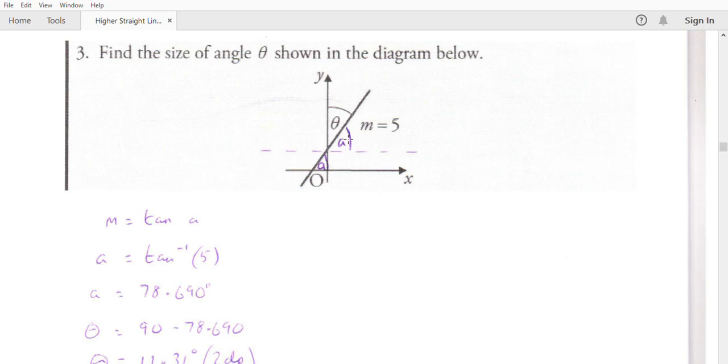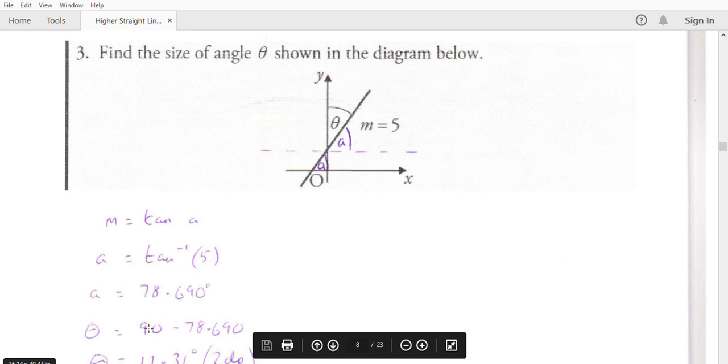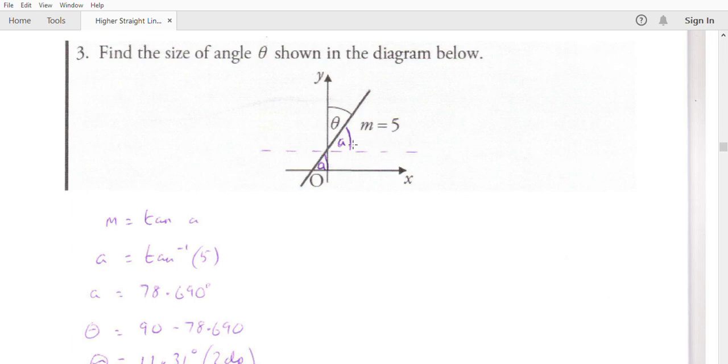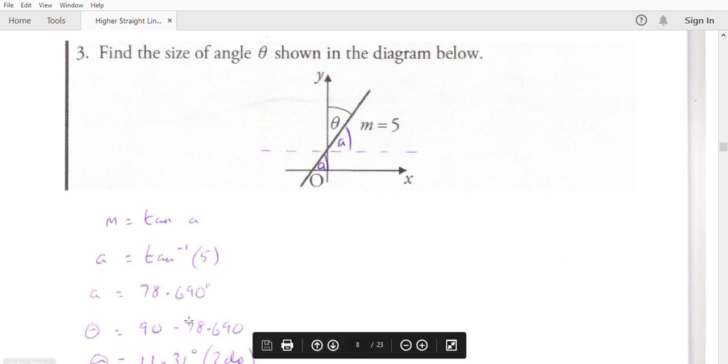So I'm just going to call this angle here A, which is the one we're actually going to be finding. Okay, so m equals tan of A. So A will be the inverse tan of 5. So the angle A will be 78.69 degrees. So what will theta be? Well, we've got a right angle here, haven't we? So theta will be 90 minus 78.69, which is 11.31 degrees to 2 decimal places.